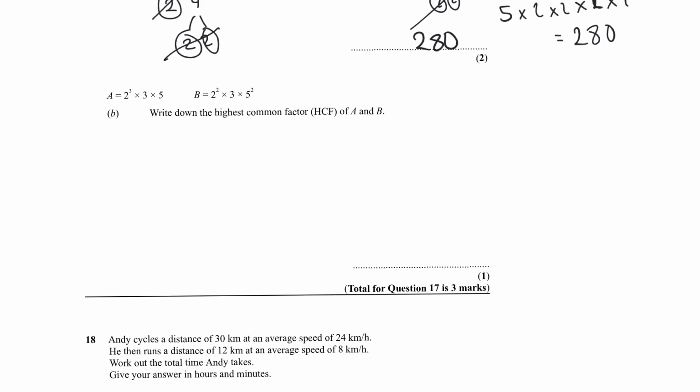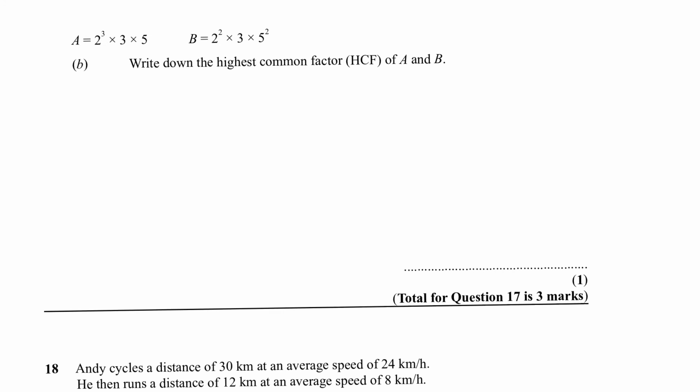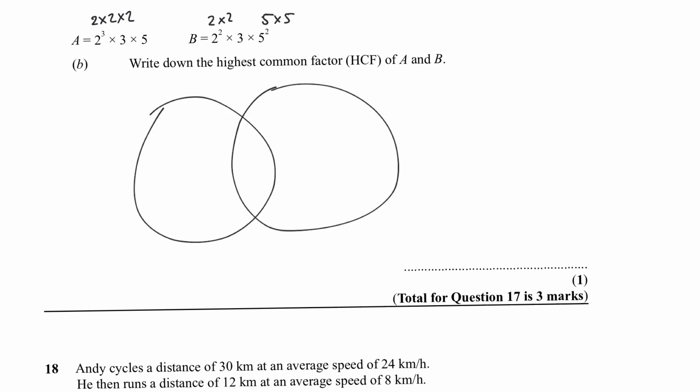Then it says write down the highest common factor between A and B. Okay, so let's look at what they have in common. So 2 cubed is the same as saying 2 times 2 times 2, and 2 squared is the same as saying that, and 5 squared is the same as saying 5 times 5. All right, so let's draw a quick Venn diagram between A and B.